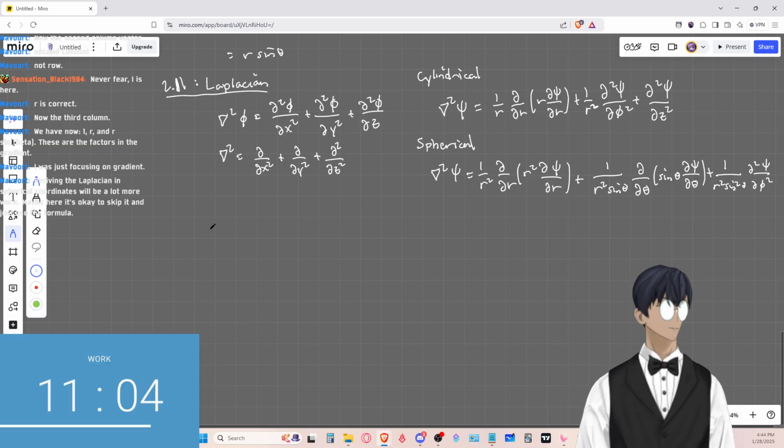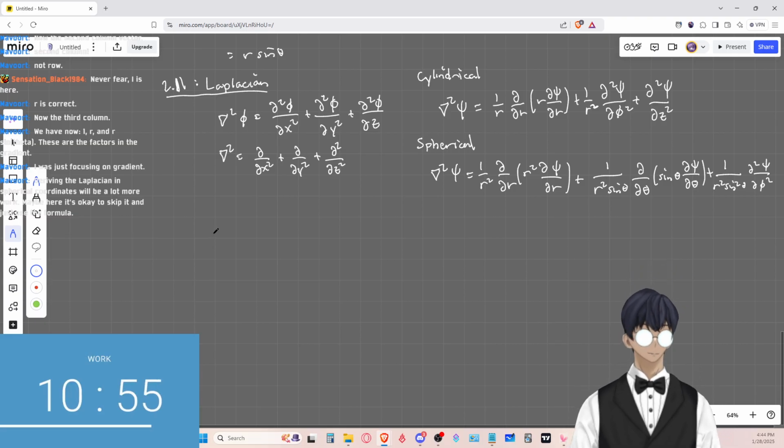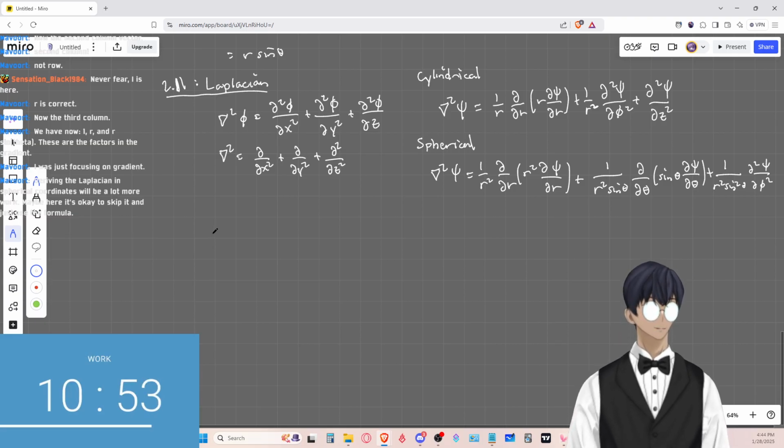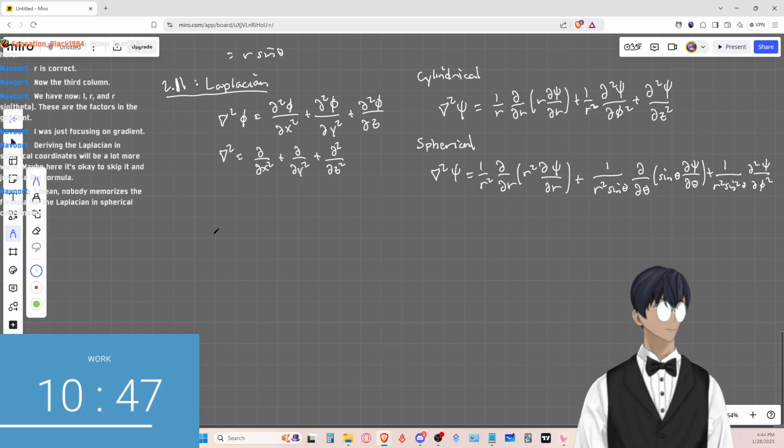Deriving the Laplacian in spherical coordinates will be a lot of work. Maybe here it's okay to skip it and just use the formula, right? Would you recommend the same thing with the curl and the divergence? I mean, nobody memorizes the formula for the Laplacian in spherical coordinates. Oh, okay.